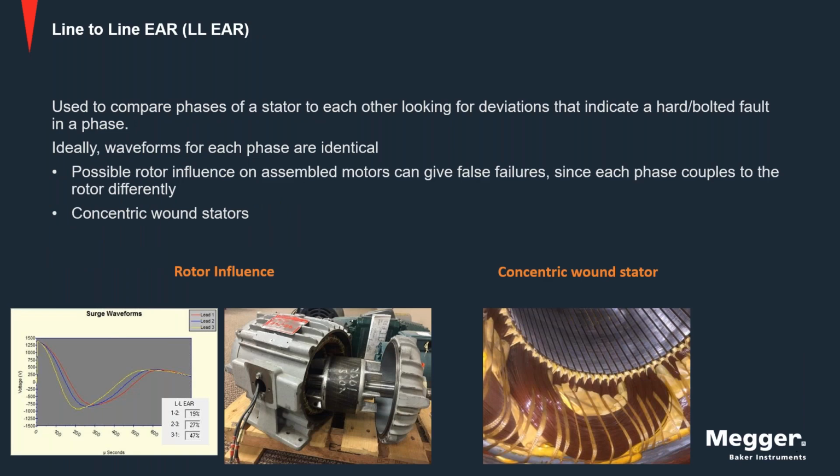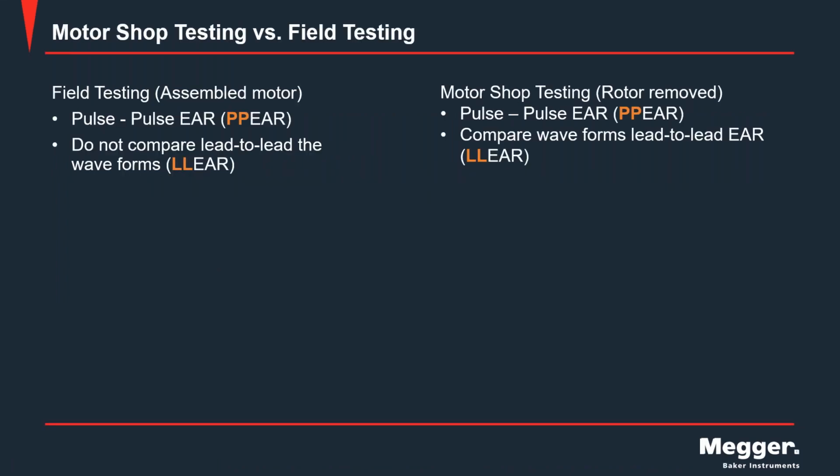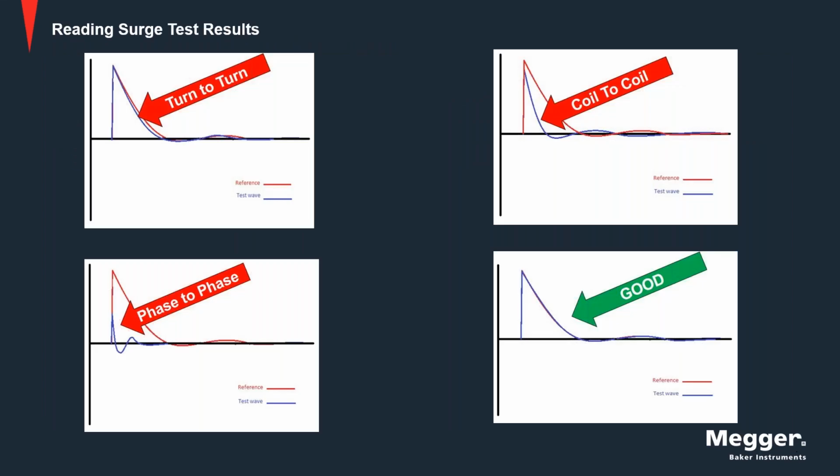We also have a parameter that we can look at from phase to phase, and if that motor, depending on rotor influence and concentric wound, those waveforms should line up on each other. And if they don't, that's an indication of issues. So field testing, we would use the pulse-to-pulse EAR. If we're working off of a motor where the rotor is removed, then we would look at both of those, the pulse-to-pulse and the line-to-line EARs. So again, those waveforms, slight shift, turn to turn, bigger inductive change is coil to coil, huge inductive change from phase to phase. Of course, if they're right on top of each other, that's a good motor.